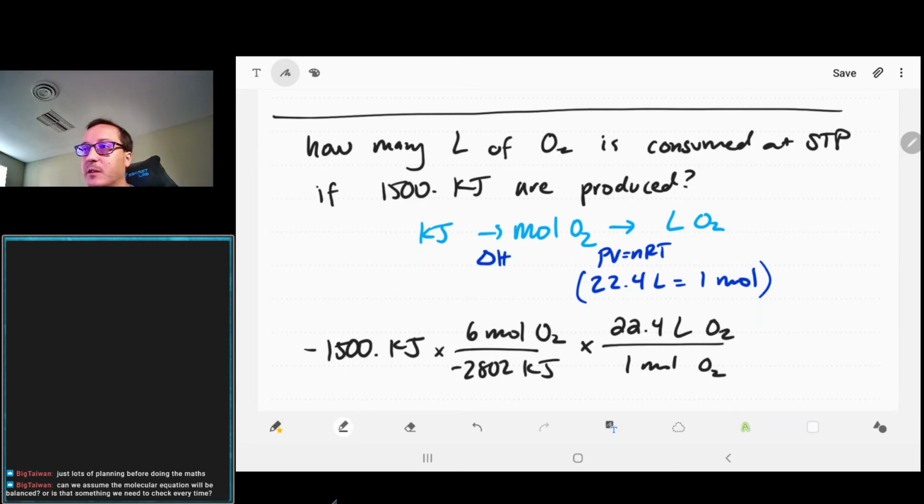Remember, at STP, we can just use 22.4 liters. We don't have to actually do the PV equals nRT, but you can. You'll get the same answer, so it's just a little bit of time saving to do it this way.